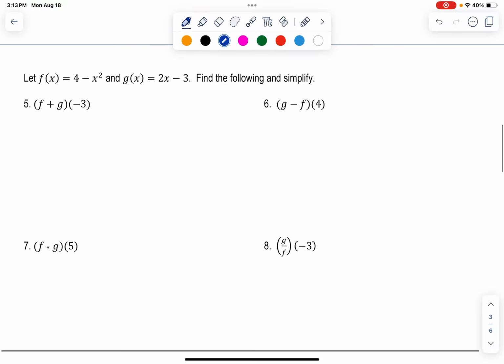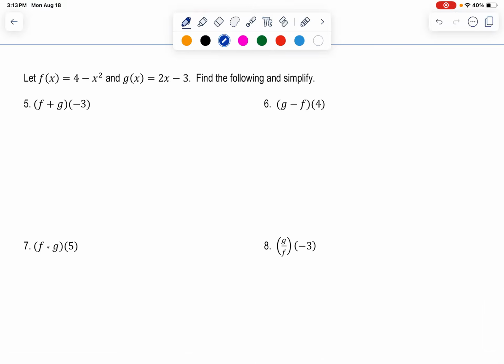All right, next we have the exact same 2 functions here, but instead we have find f plus g of negative 3. So there's actually two ways of doing this. I'm going to show you both ways, but it's up to you. So you can do f of x plus g of x and then plug in negative 3 into that function, or you can plug in negative 3 to f, negative 3 to g, and then add those two values.